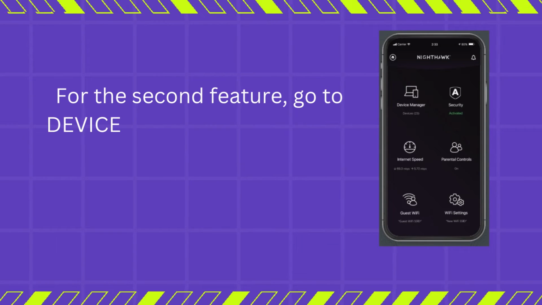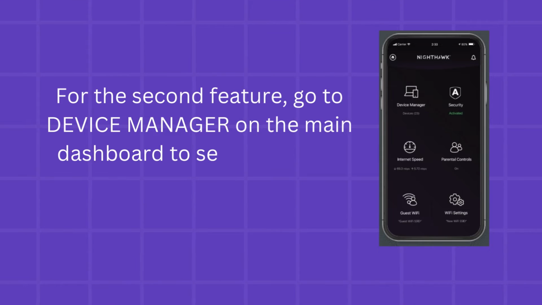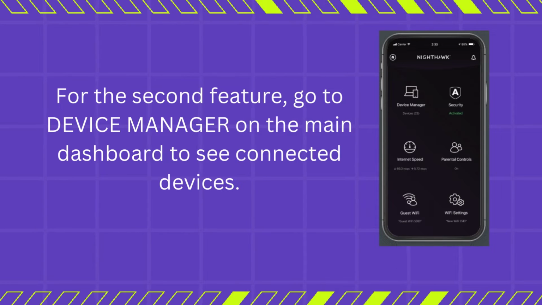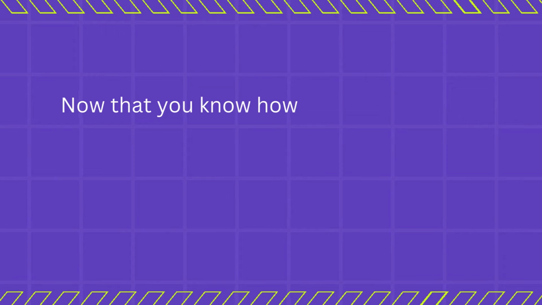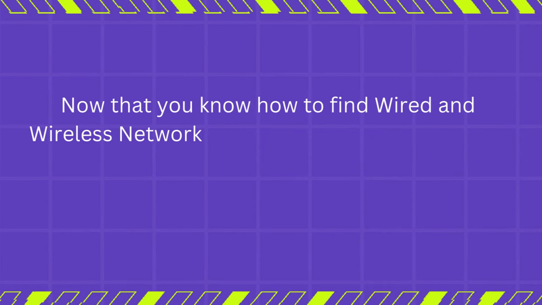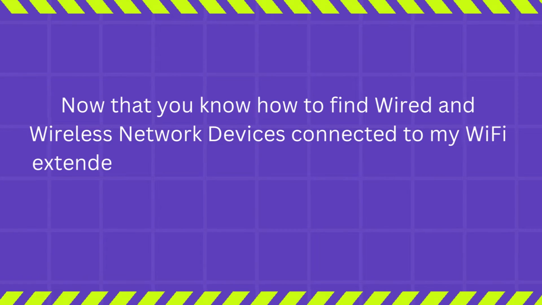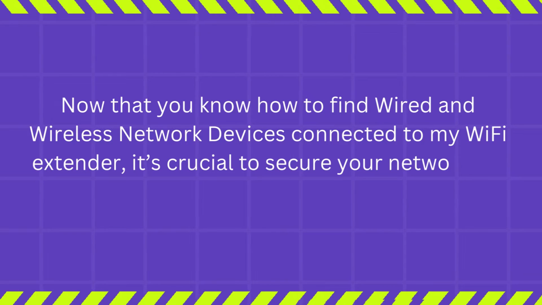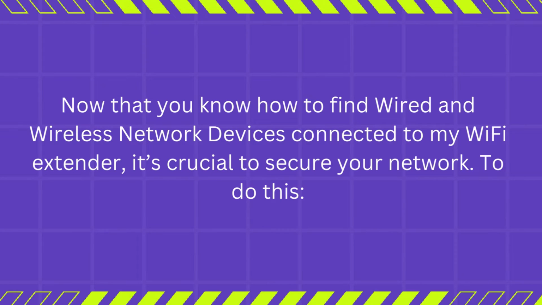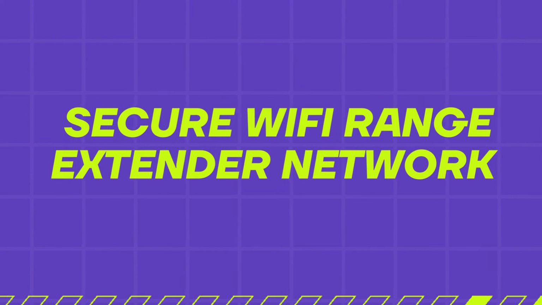For the second feature, go to Device Manager on the main dashboard to see connected devices. Now that you know how to find wired and wireless network devices connected to your Wi-Fi extender, it's crucial to secure your network. To do this, secure the Wi-Fi range extender network.